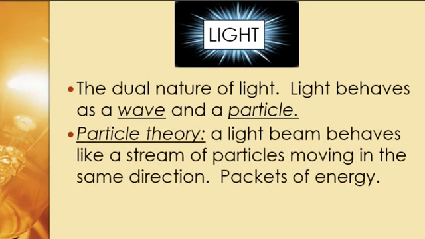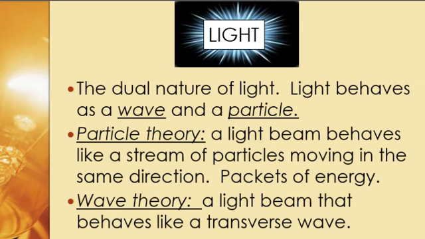All right, the particle theory. A light beam behaves like a stream of particles moving in the same direction. Sort of like what we call little packets of energy. So think of little tiny BBs being shot out from the light. Okay? The wave theory says a light beam behaves like a transverse wave, where it kind of moves like a ripple in a pond. And sometimes it does act like that. So let's see who said what.